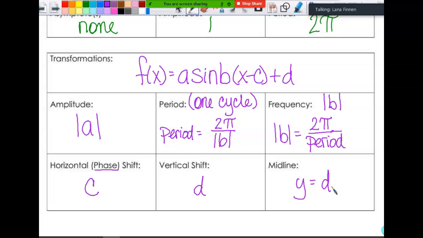What questions do you have at this point? Anything? All right, let's get cosine done.